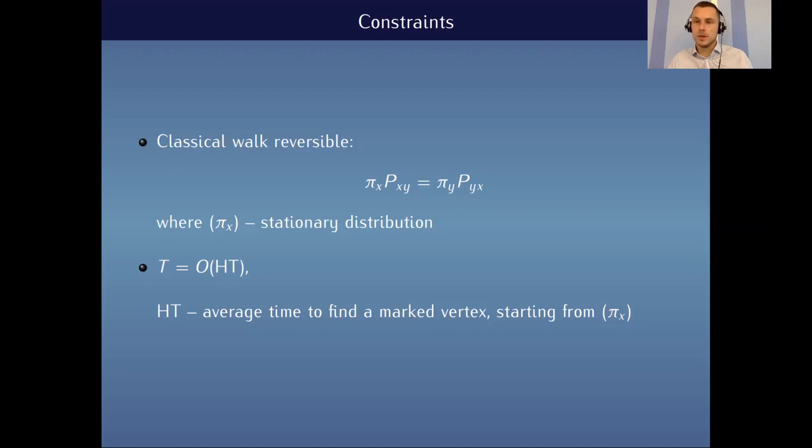And how long do we run this random walk? We do that for a time which is a constant multiple of the hitting time. And the hitting time is formally defined as the expected number of steps to get to a marked vertex, starting from a vertex which is chosen at random according to the stationary distribution.